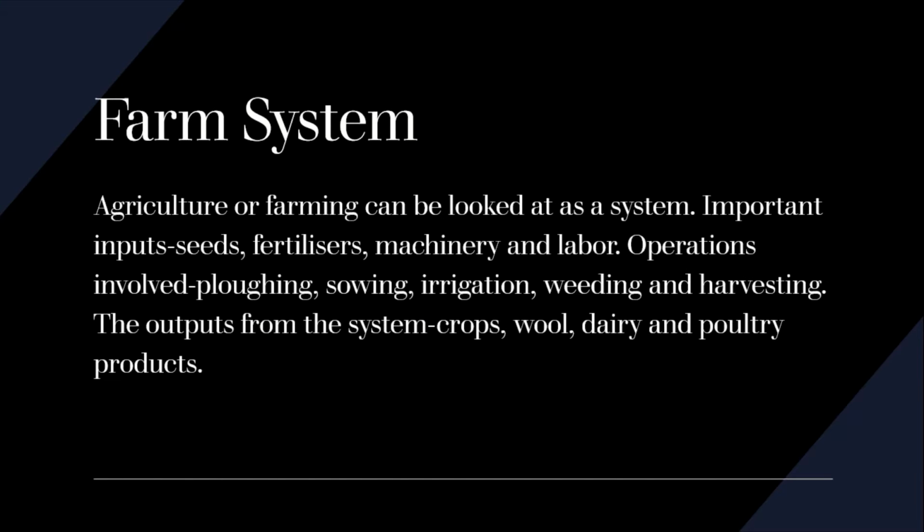Farm system. Agriculture or farming can be looked at as a system. Important inputs: seeds, fertilizers, machinery and labor. Operations involved: plowing, sowing, irrigation, weeding and harvesting. The outputs from the system: crops, wool, dairy and poultry products.